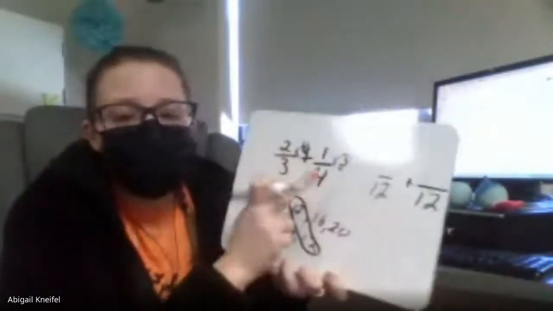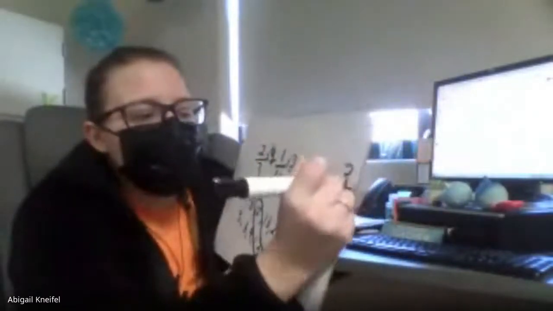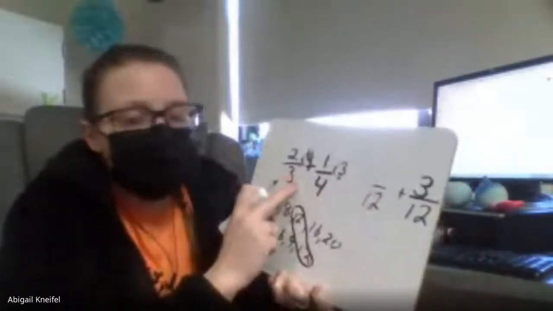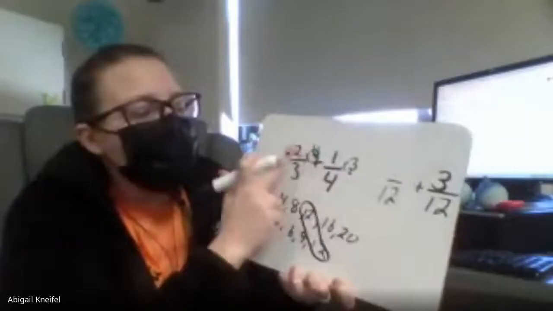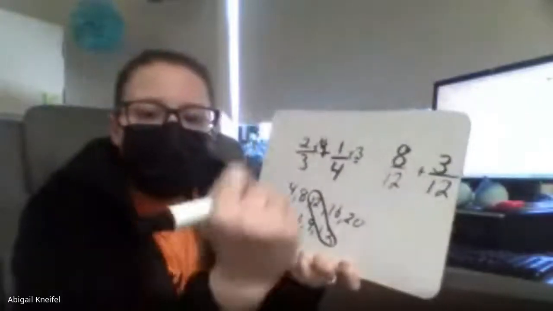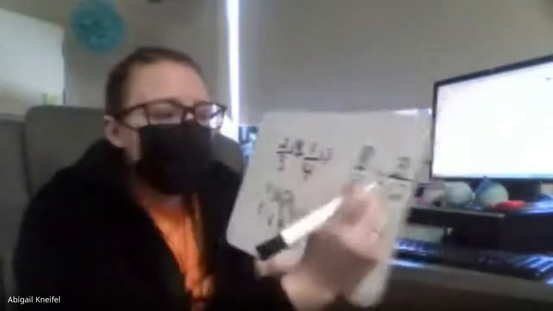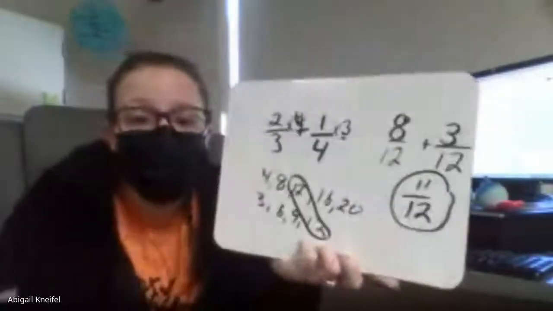So then what we do to the bottom, we have to do to the top. So 3 times 1 is 3. Then over here, 3 to get to 12 is times 4. So 3 times 4 is 12. And 4 times 2 is 8. And now we add them up. 8, 9, 10, 11. 11 over 12. We cannot simplify that. That's as simple as it goes.